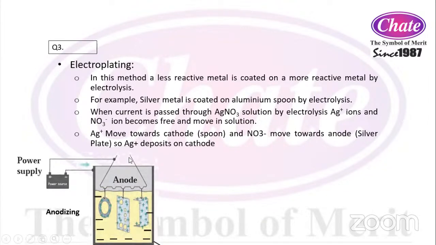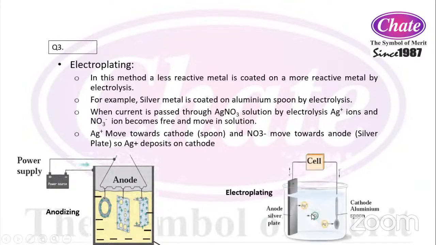Next is the electroplating. जैसे अभी हमने previous question में electroplating देखा था, तो electroplating भी यहाँ पे आप लिख सकते हो. तो electroplating में आप डायग्राम निकालेंगे. Here you can see the AgNO3 का सोल्यूशन and how the Ag moves toward the spoon and how the NO3 moves toward the silver plate. That is the anode. तो ये भी आप इसमें दिखा सकते हैं and you will get the complete marks.